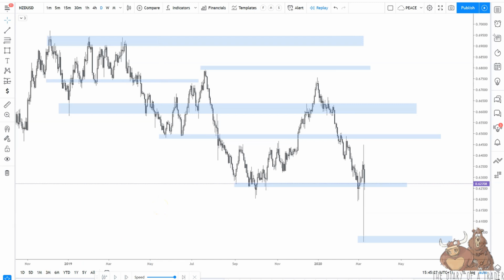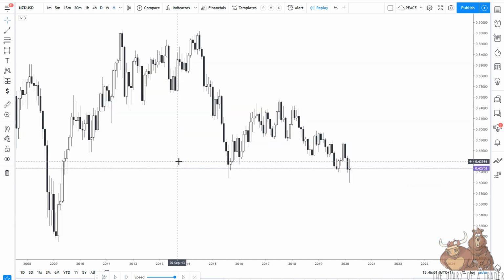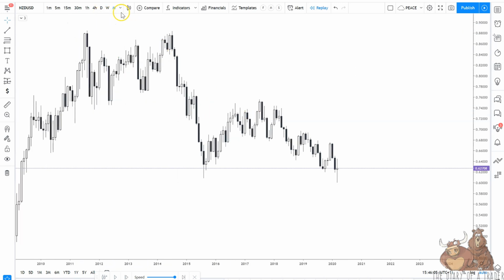So let's do that. Okay, so now we've cleared the chart, and what we've done is we've gone to the monthly time frame, and the way to find the better quality zones, the better quality areas, is to only use the higher time frames.